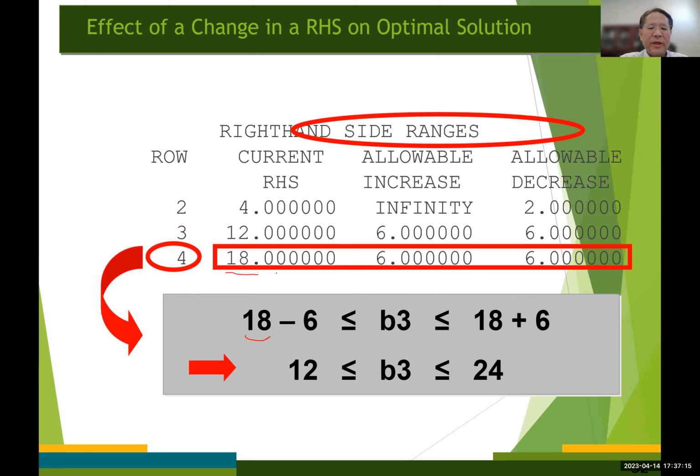It's from the current right-hand side value, right? Minus 6. That is the allowable decrease limit, right? And the B3 must be less than or equal to 18, again the current right-hand side value, plus 6, which is from here, the allowable increase limit, right? So as a result, within this range, the current optimal solution remains feasible, okay?